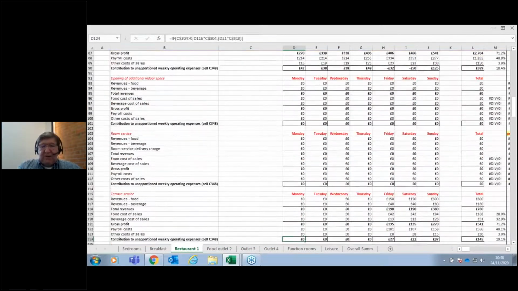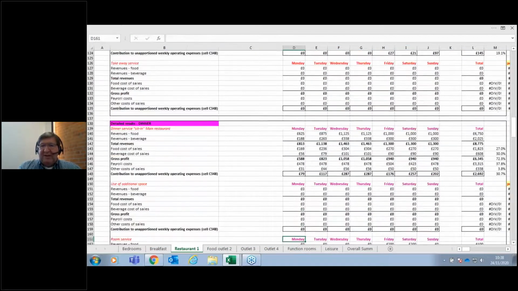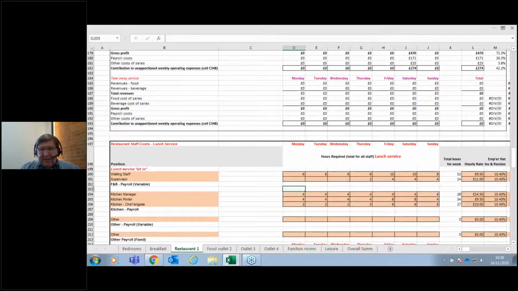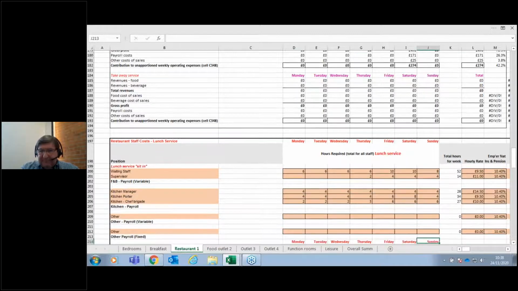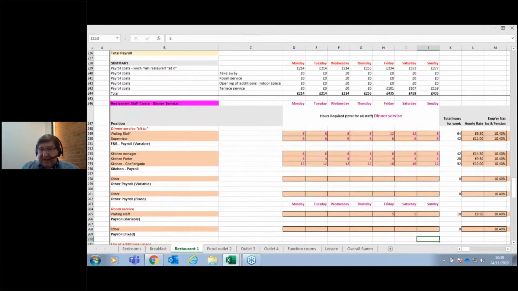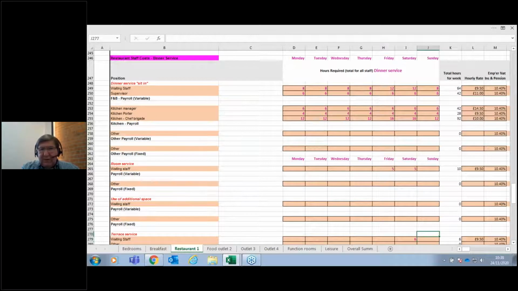And similar to earlier on, now all we need to do is analyse then the number of hours by service type in these pink areas. So for lunch, the number of hours each day for waiting staff, the number of hours for the supervisor, different grades of different rates of pay in the kitchen, how many hours each day. We're also offering terrace service, so there's a number of hours for terrace service in terms of dedicated staff who are looking after that area of the operation.